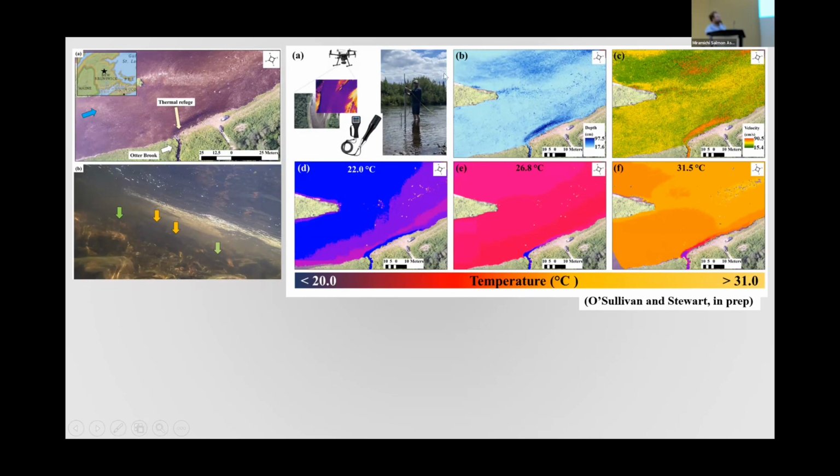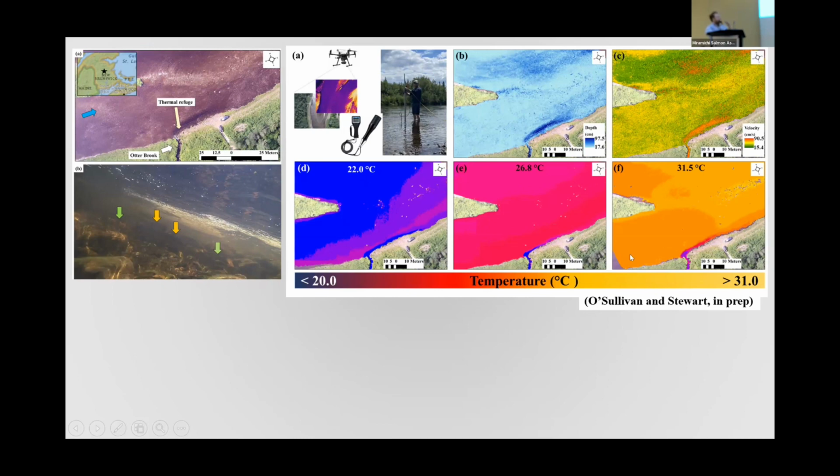And then what we have is temperature throughout a day and then seasonally. So this is Otterbrook, July 18th, 2022 at about 11:30 in the morning. The main stem is 22 degrees Celsius. We went back and flew it the same day at 5:45 and it was 26.8. So you have that big shift in temperature, 4.8 degrees Celsius. But the thing to look at here is that this thermal refuge stays relatively cool. All right, so that's within-day variation.